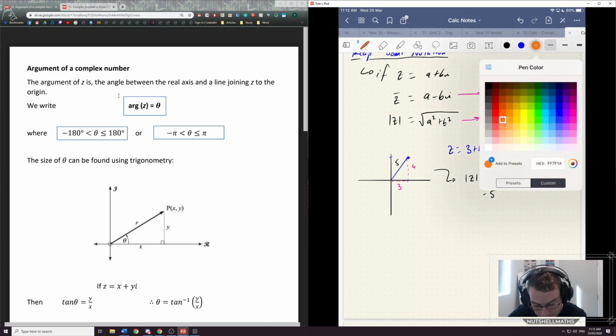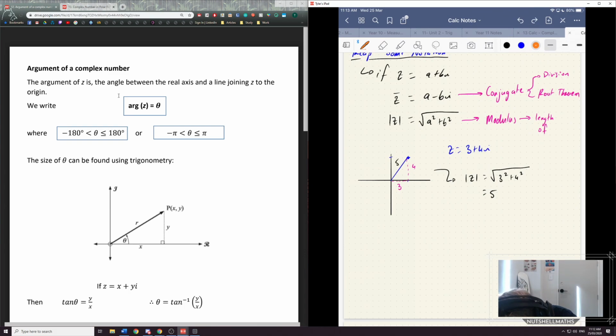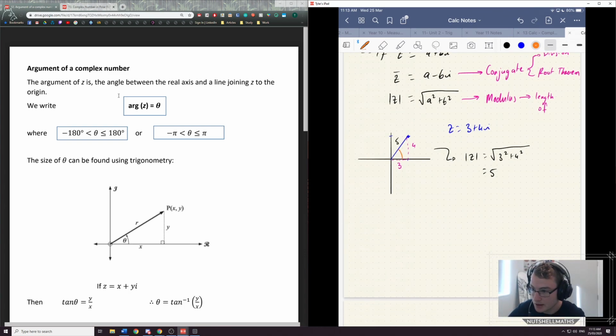And let's try that now. So I'm going to find this angle here. Let's call that angle theta. Okay?